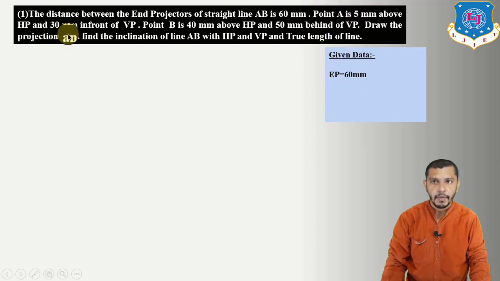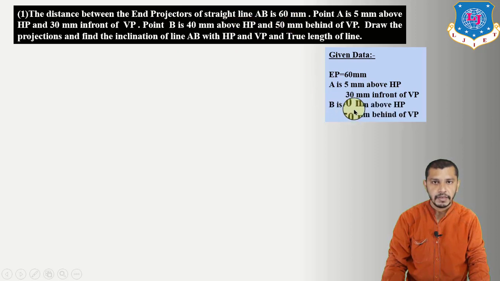A is 5 mm above HP, 30 mm in front of VP. B is 40 mm above HP, 50 mm behind VP. Draw the projection and find the inclination of the line AB with HP and VP and true length of the line. So here we have to find the inclination of the line AB and true length: true length, theta, phi.